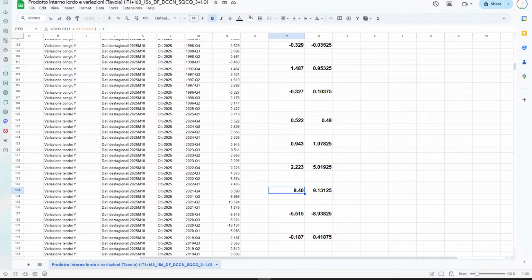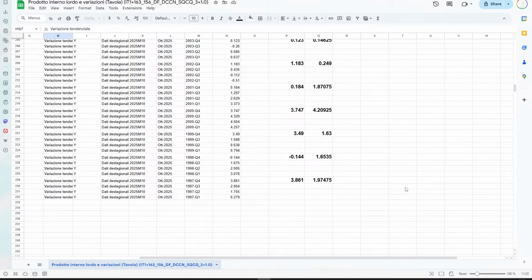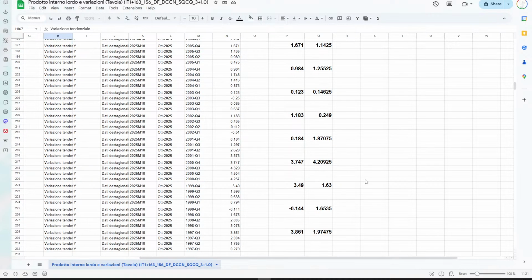Allora, what is the difference between congiunturale and growth, valore tendenziale? Okay, so 1997, 98 was recession, so it was not so bad. Okay, in aggregate.